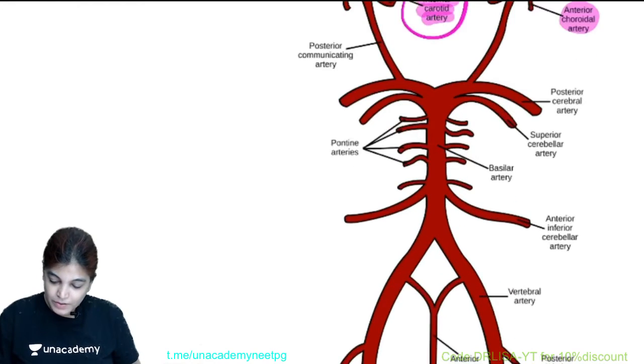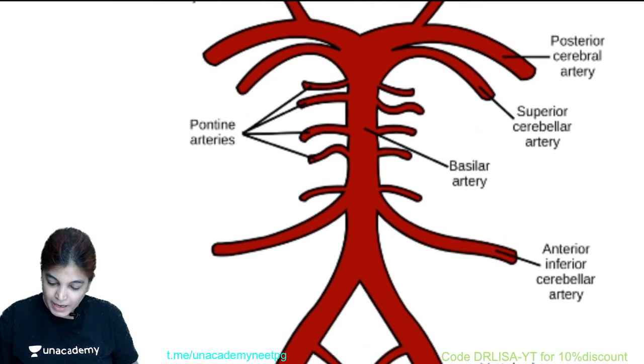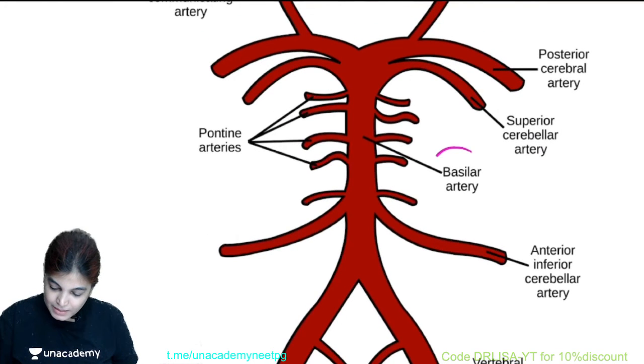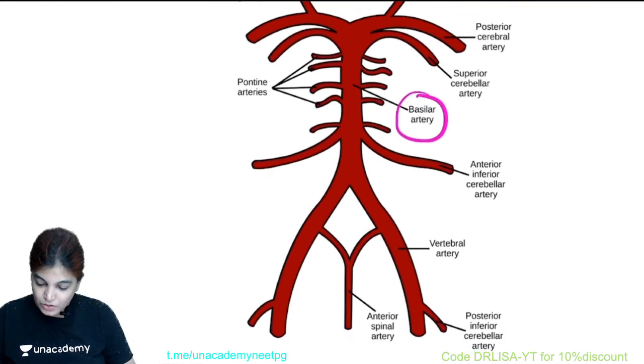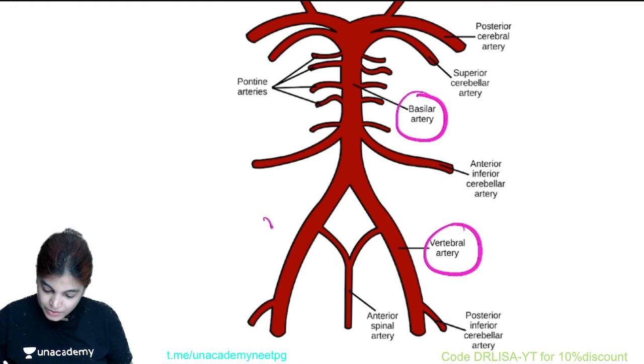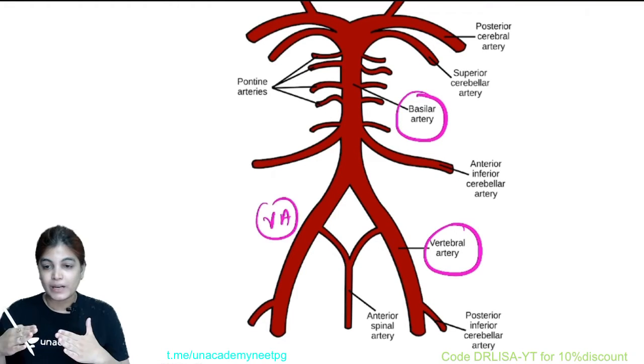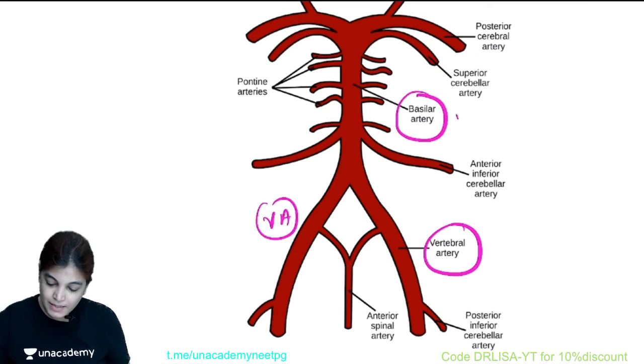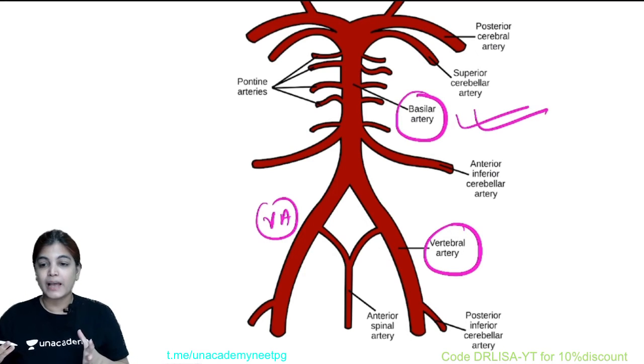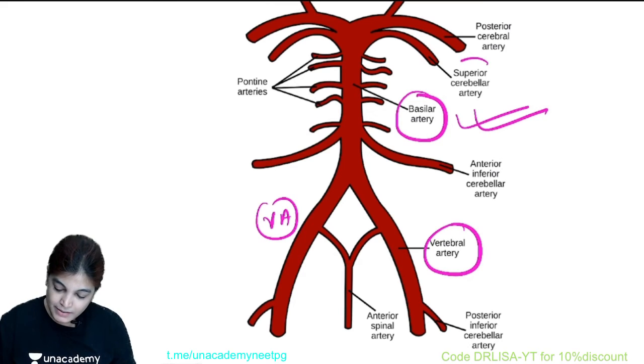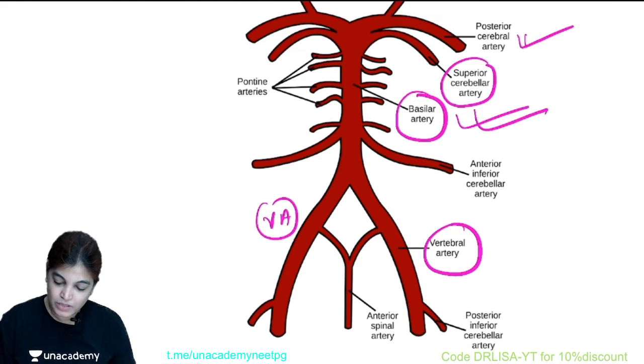Now, firstly, I want to show you the branches from this diagram. See here, this is the basilar artery shown in the diagram. There are two vertebral arteries on either side. The two vertebral arteries join together and ascend to form the basilar artery, which lies in the basilar sulcus of the pons, and it gives branches, that is superior cerebellar artery, posterior cerebral artery.